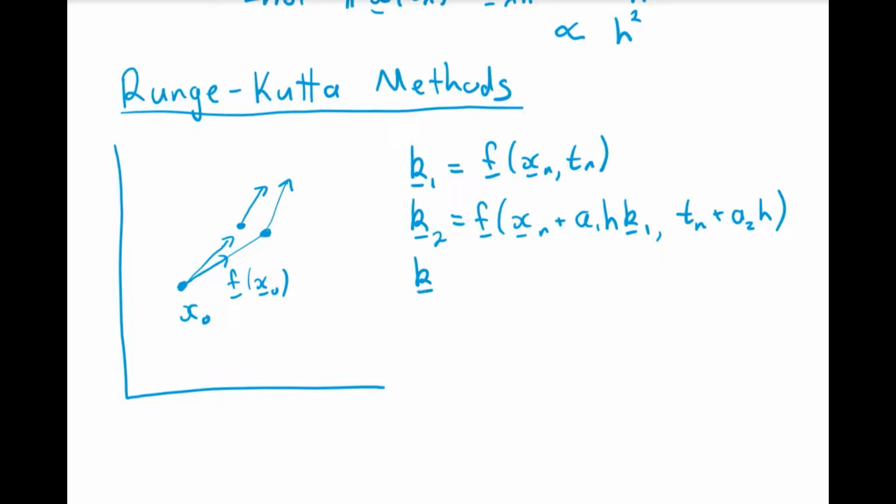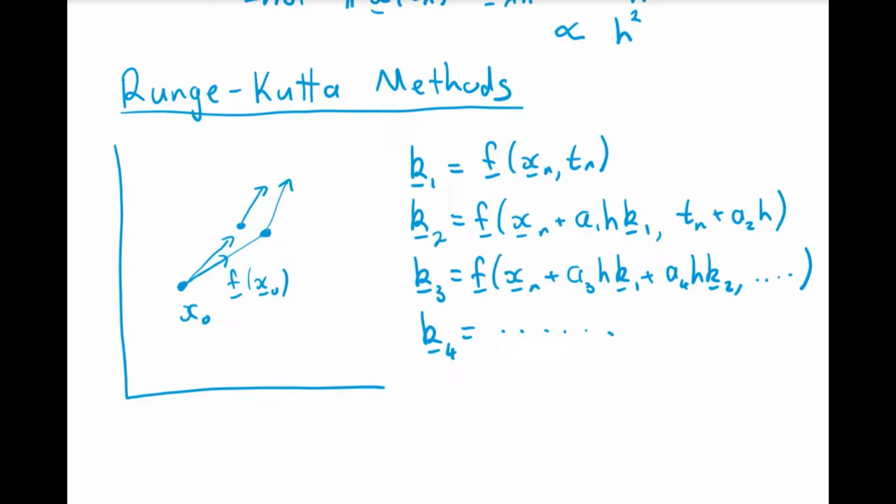And then for the next step, I have more choices. This is the key point. Because now I could go xn plus a3 h k1 plus a4 h k2. And similarly for the times, I could go k4, again using some linear combination of the three previous ones. I could do as many of these as I want. And the question now is, how do I choose these parameters to get the most accuracy for the given work?